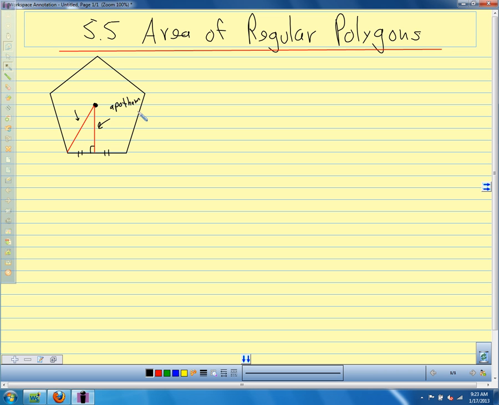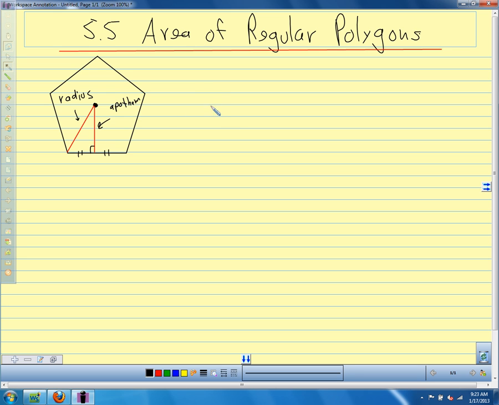So what does regular mean again for a polygon? Angles and sides. All the angles and all the sides are the same. So each angle, each side has the same length. So the apothem goes from the center at a 90-degree angle to the middle of one side. And this segment that goes from the center to one corner, one vertex, is the radius. And it's the same for any type of polygon, a triangle, a square, a rectangle, any polygon.